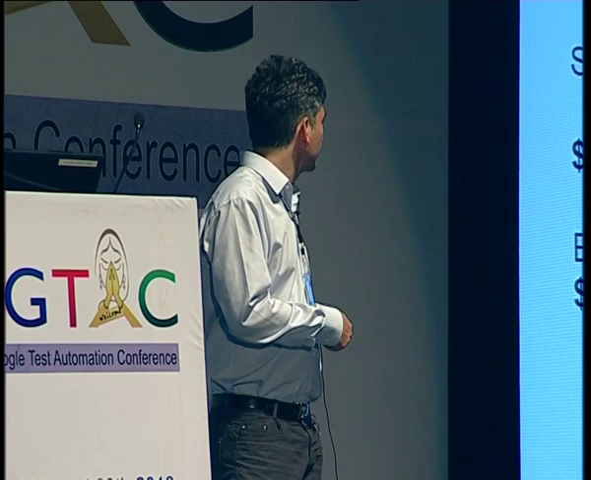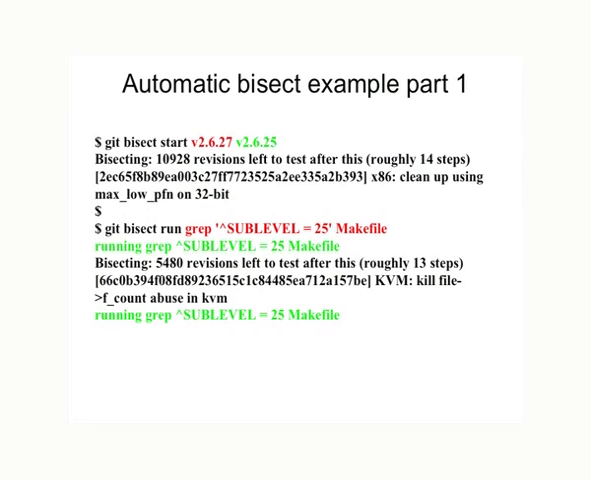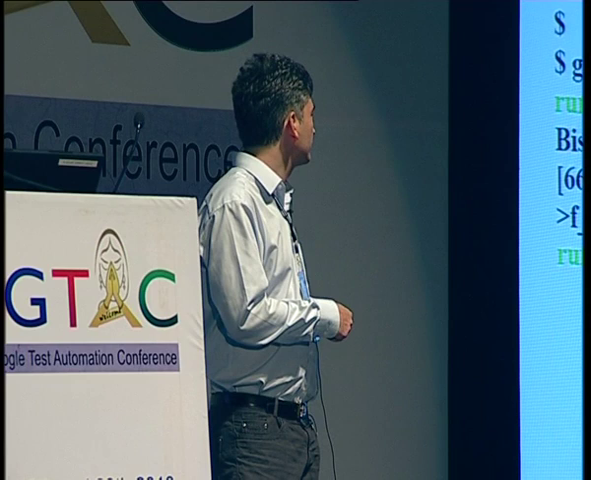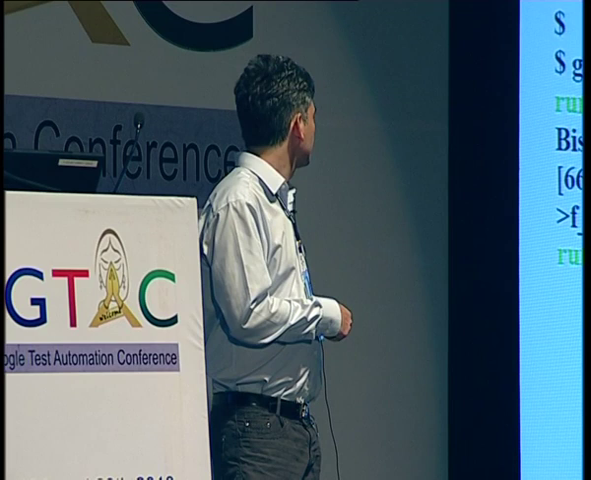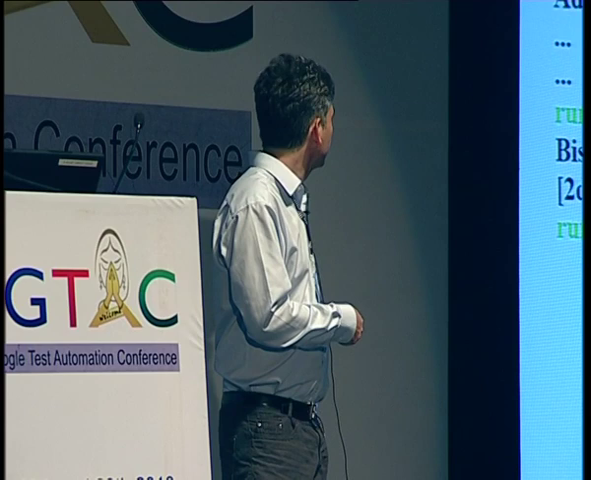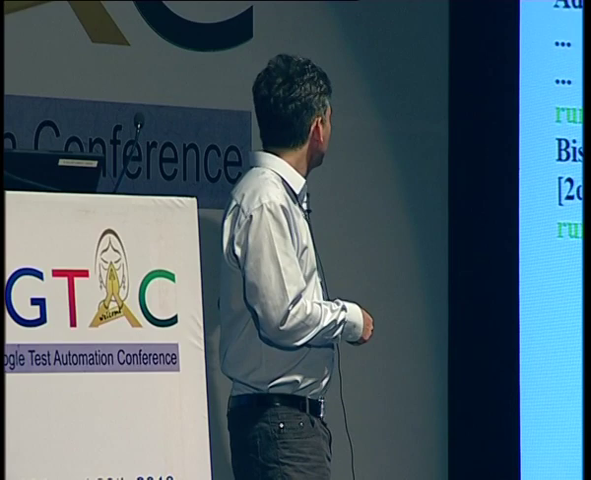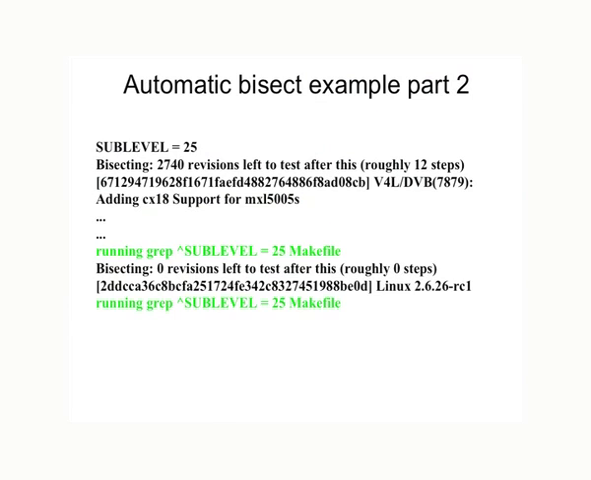And for the previous example, we start like previously, and then we say git bisect run. This is a toy example. Here we just try to find sublevel equal 25 in the makefile. So it runs the command you passed it, then it checks out the commit to test, it runs the command to test the commit, and so on, automatically. And in the end, you find the first bad commit like previously. And it says it was a success.